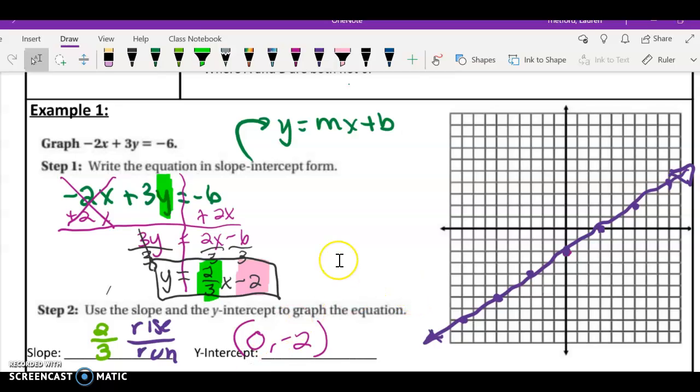And there is my line. You'll notice I did put arrows on my line. That's because it continues in both directions forever. If that graph went on forever and ever, that line would too. And so you need those arrows.